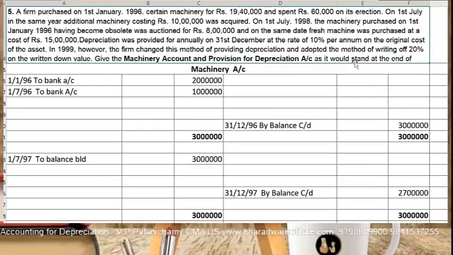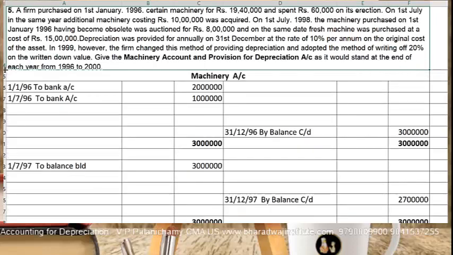Read through the problem, we will solve it. The same problem, only thing is that we are not going to charge depreciation in the asset. Look at the last line: give machinery account and what? Provision for depreciation account as would stand at the end of 1996 to 2000. So the problem is the same.